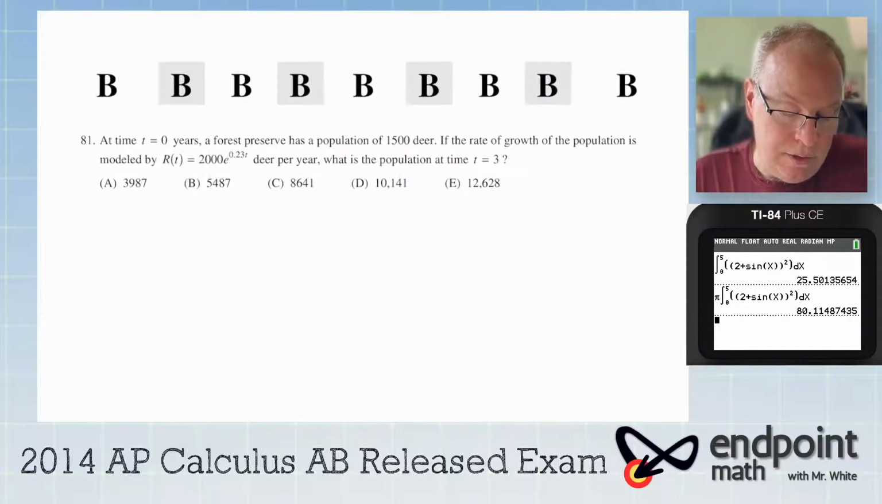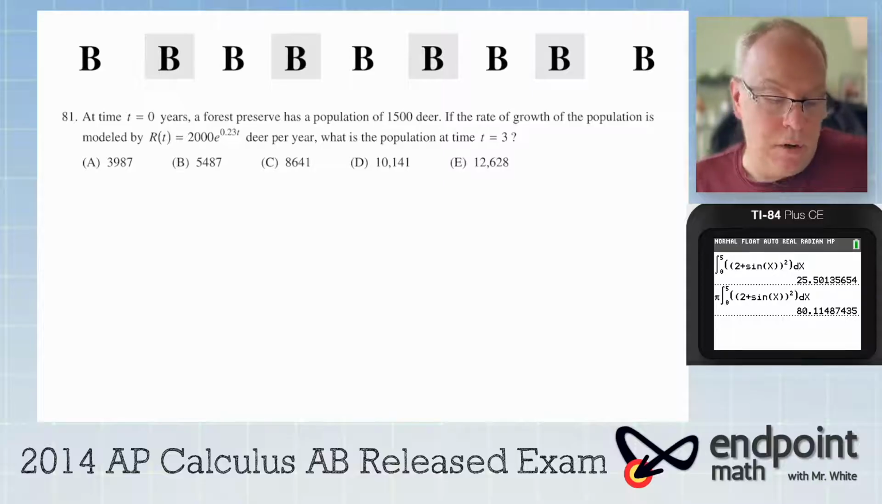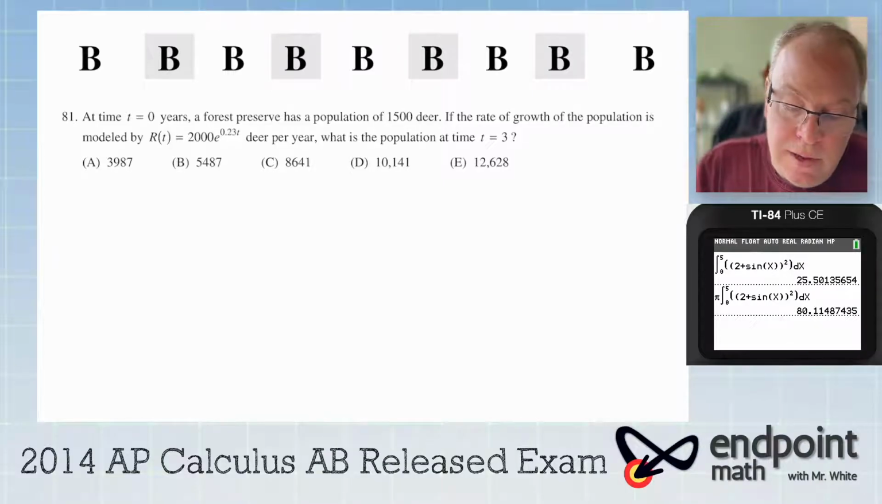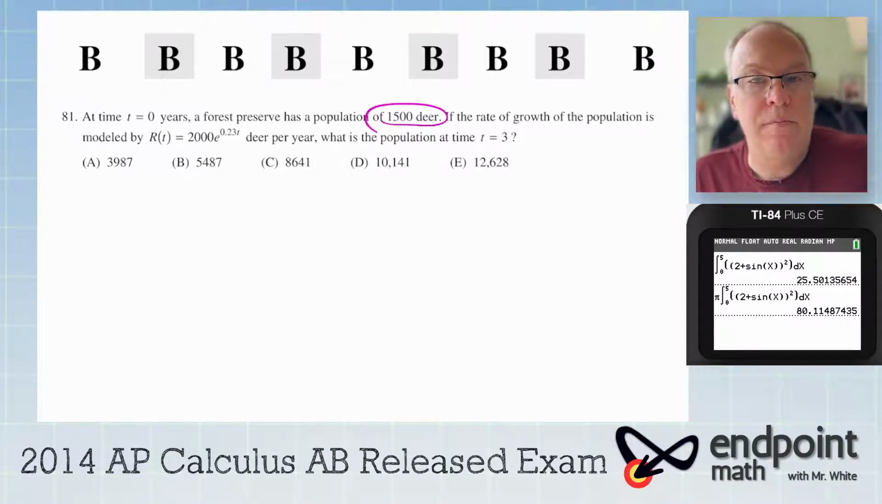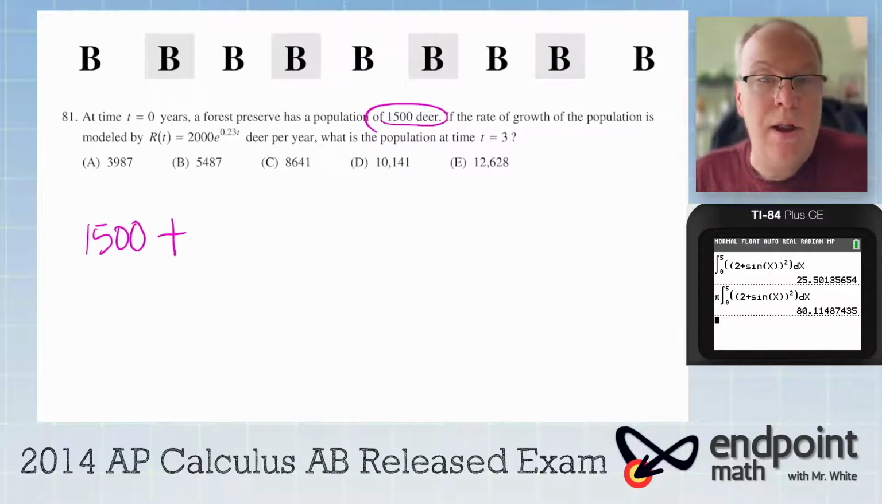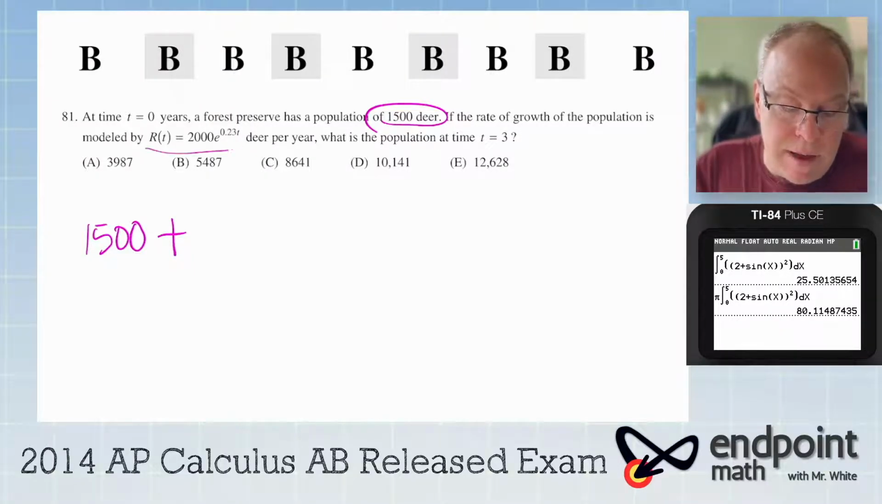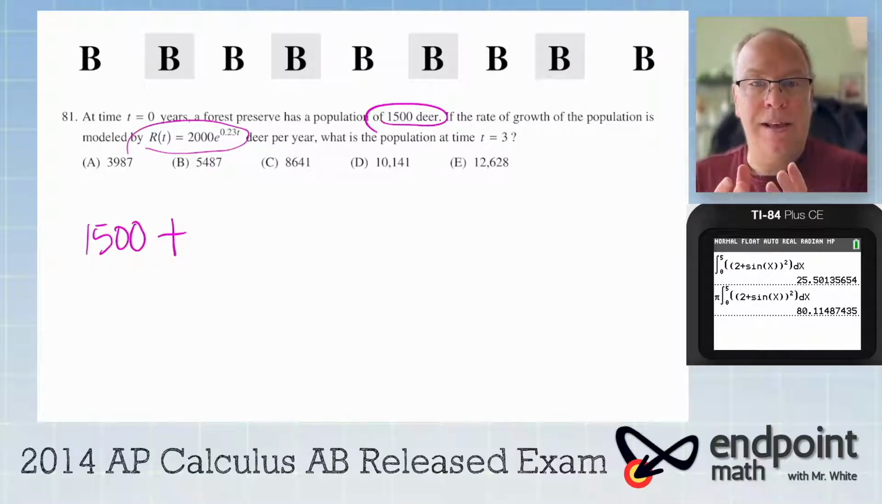All right, let's do this one more problem. At time 0, a forest preserve is starting with a population of 1,500. So in your brain and on your paper, you may want to just write this, like don't forget to add 1,500, because the rate that it's growing is given by this function. This is a rate function, kind of like a velocity function.